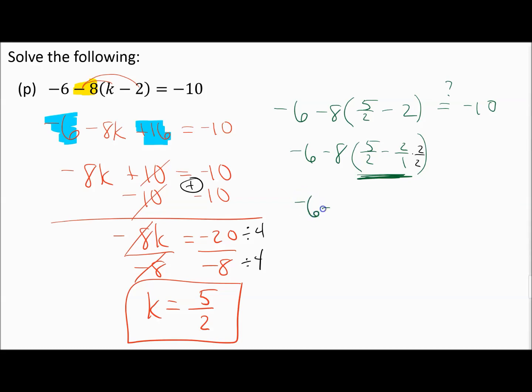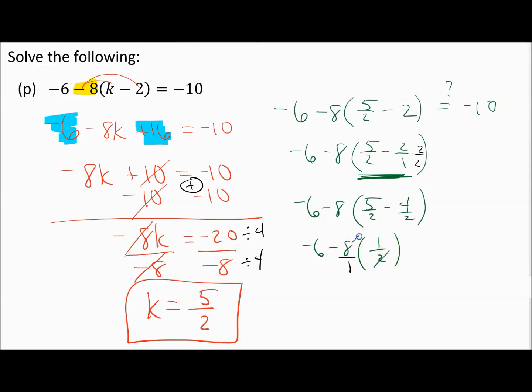So I have negative 6 minus 8, and that's going to be 5 over 2 minus 4 over 2. So that's negative 6 minus 8, and that's going to be 1 half. Now I can multiply. 8 times 1 half is 4, or you can think about it as 8 over 1.